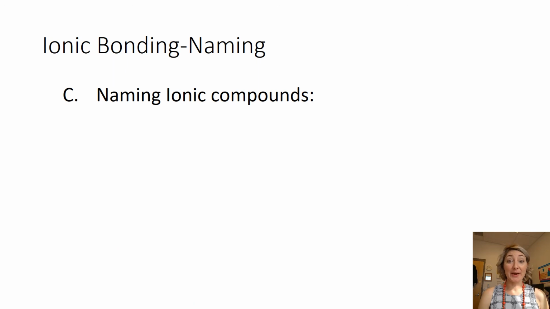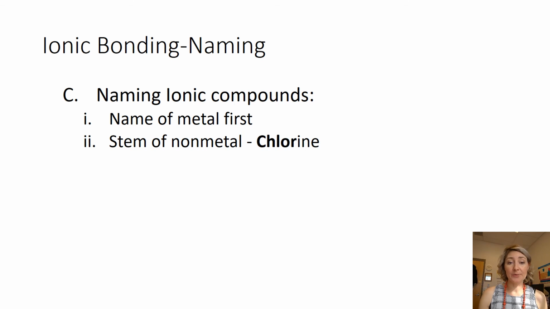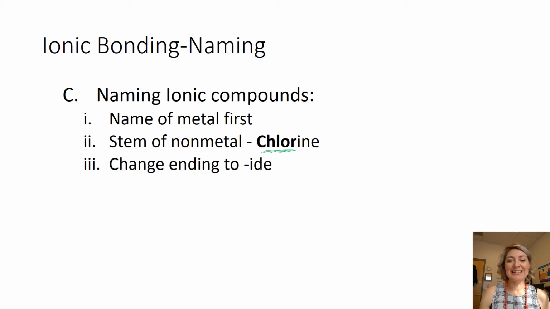So now we're going to work backwards, and we're going to talk about how to name ionic compounds. So first, you're going to start by naming the metal. Nothing about the metal's name is going to change straight off the periodic table. Then you're going to take the stem of the nonmetal. For example, if I had chlorine, the stem of it would be chlor, okay? And I'm going to change the ending to IDE.